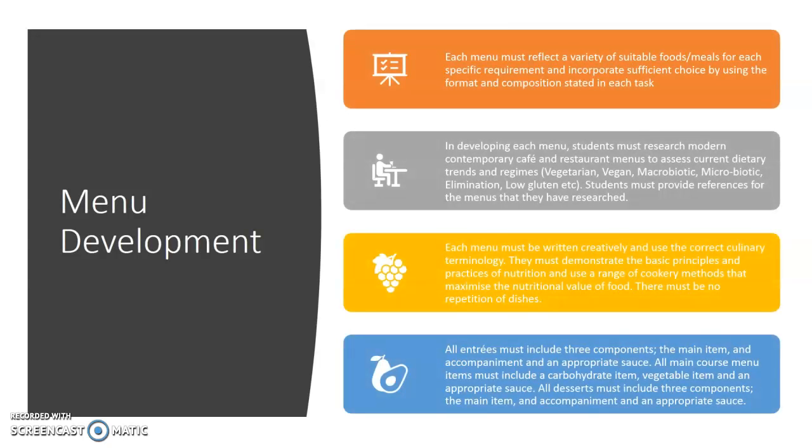As part of this, you are going to need to reflect on some very suitable meals and cookery methods for each one of these particular diets. You need to research some modern contemporary cafe and restaurant menus to understand the current eating trends and regimes of different diets. If you are going to take food menus from somewhere else, I need you to reference those as well. Each menu needs to be written creatively using the correct culinary terminology, and they must demonstrate the basic principles of nutrition. And all your entrees must have 1 main, 1 accompaniment, 1 appropriate sauce, which we'll go through a lot more in week 1.